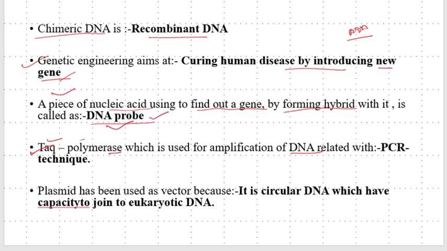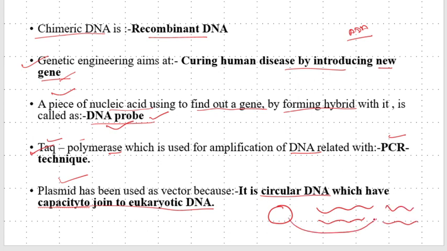Amplification of the DNA is by the PCR technique. We use it in the PCR technique. Now here the plasmid has been used as a vector. Why do we use the plasmid vector? Because it is circular DNA which has the capacity to join to the eukaryotic DNA. It is cut from here and it can be joined to the DNA.